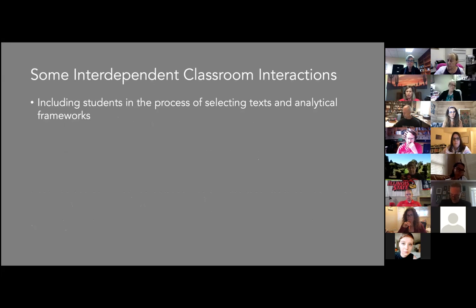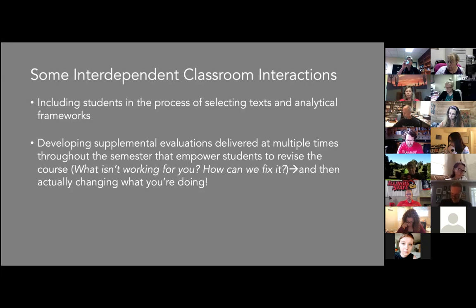So they talked a lot about including students in the process of selecting texts and analytical frameworks for analyzing texts. And again, this is in the context of English, right? And then related to that, and this is something that I've done since talking with them, is developing supplemental evaluations delivered at multiple times throughout the semester that empower students to revise the course.